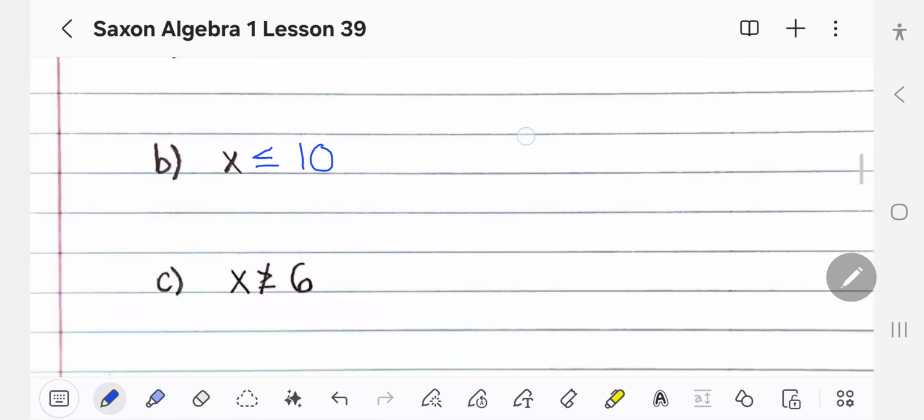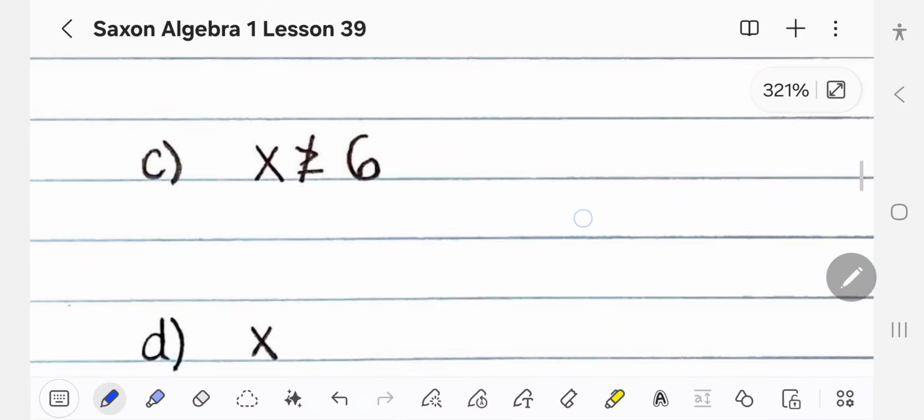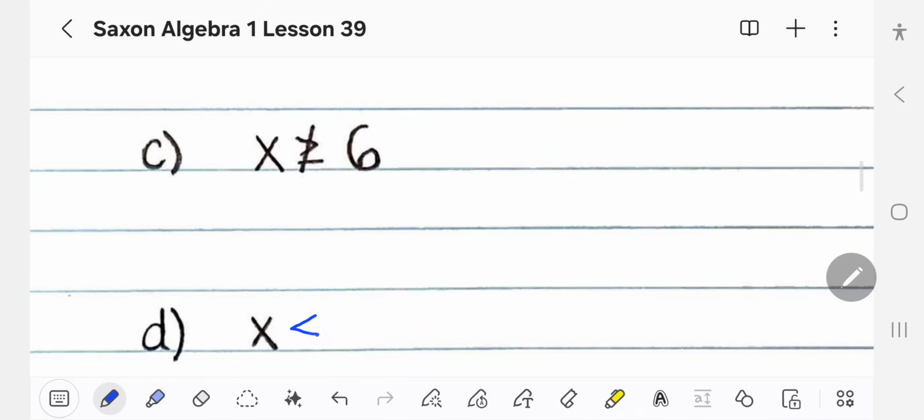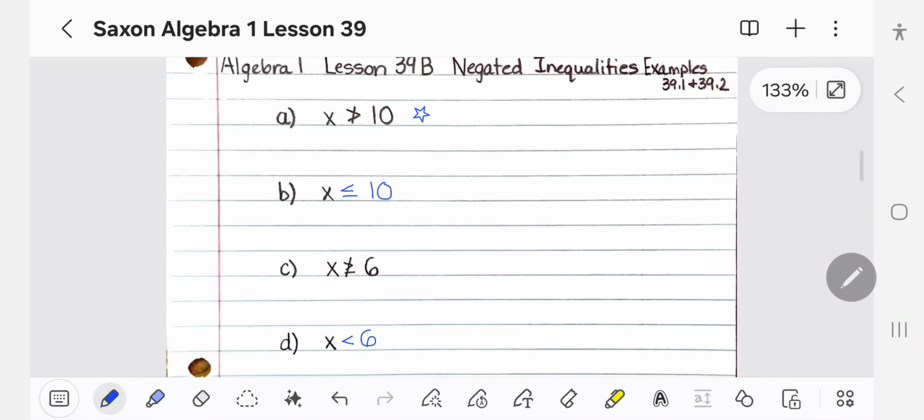Now let's try another way of thinking about this. If x is not greater than or equal to 6, then what must x be? Well, if it's not greater than 6, it must be less. And the equal was listed here, so it's not going to be listed here. We would say x is less than 6. These two would be talking about the same thing. But it's much clearer to understand if we look at it written as an inequality instead of a negated inequality.